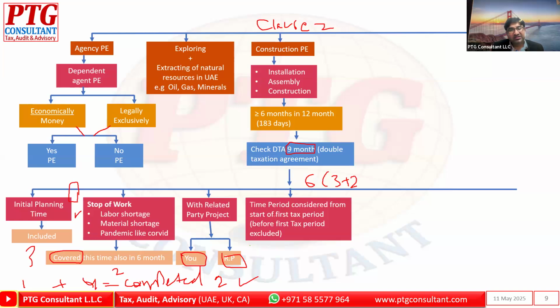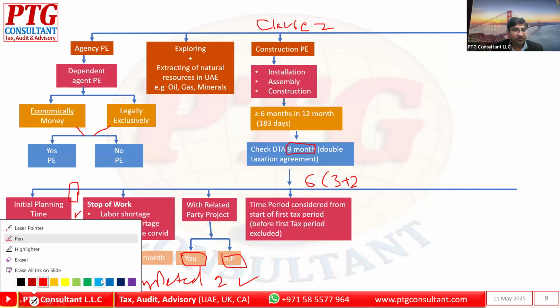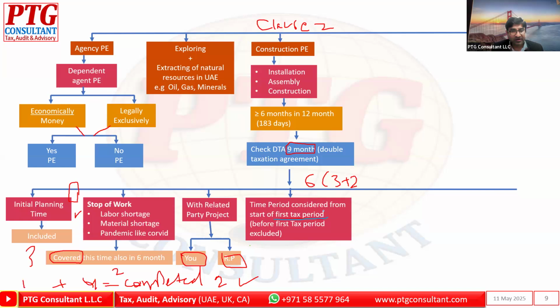Now another part: which time will be calculated for the 6 months? Just now I gave you the same point. The time period is considered from the start of the first tax period, because before the tax period it will not be relevant. Before the first tax period will be excluded. Whatever work they did before the first tax period will not be counted here. After the tax period, it will be counted.